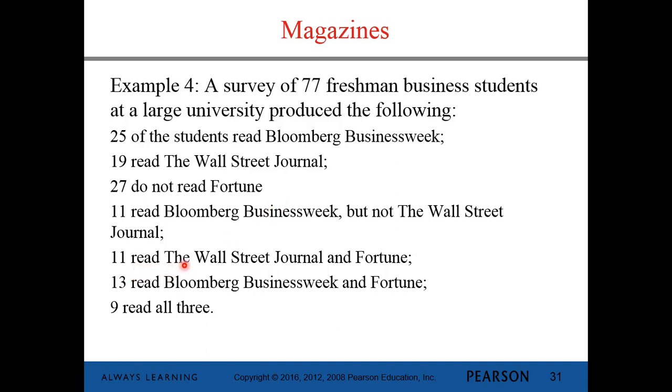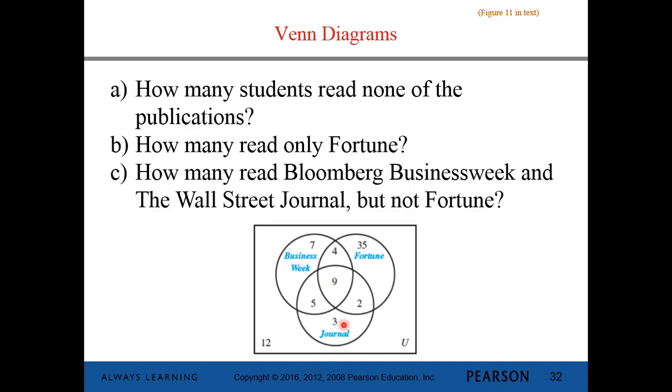Here it says 11 read the Wall Street Journal and Fortune. So the Wall Street Journal and Fortune. So here's the 11 right here. Subtract off 9, that gives us 2. Okay, so now we've got these 3 pieces right here. Okay, so now we know that these 3 regions add up to 15.